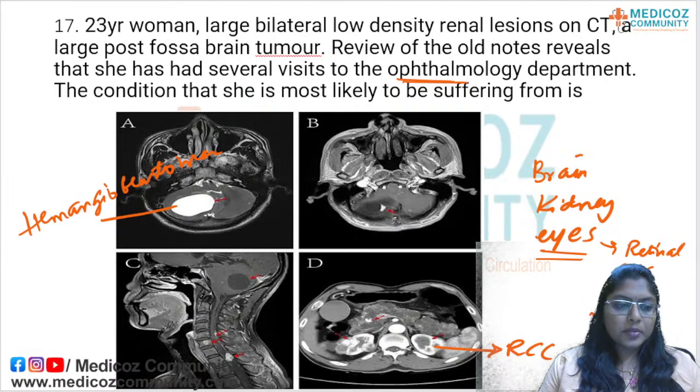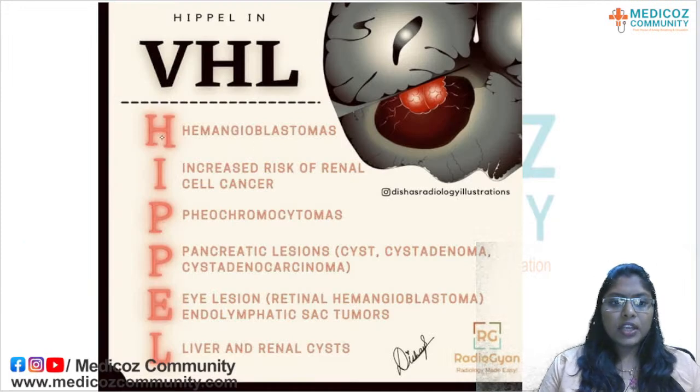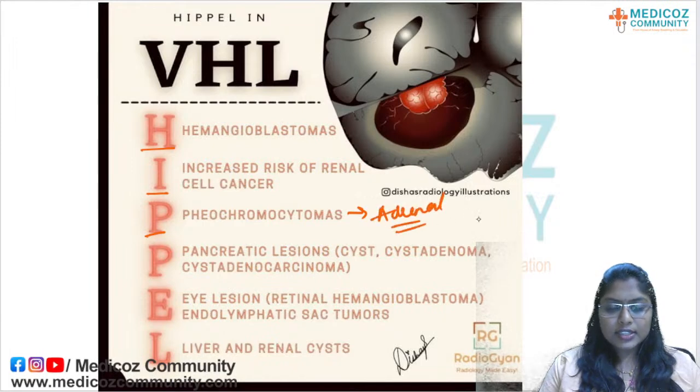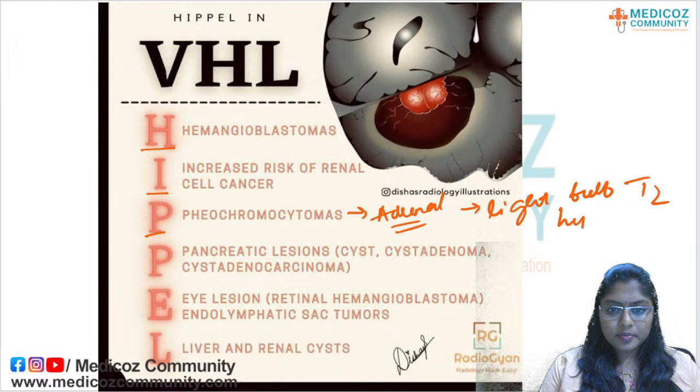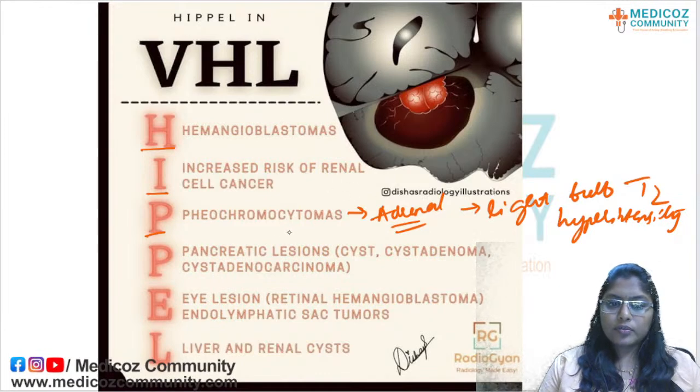The best way to remember VHL is through a mnemonic. Hippel: H, hemangioblastoma; I, increased risk of RCC; pheochromocytomas. Pheochromocytoma is an adrenal tumor where the classical sign is the light bulb sign, which we see as T2 hyperintensity. And the clinical feature is hypertension. So, we should be very careful before operating.